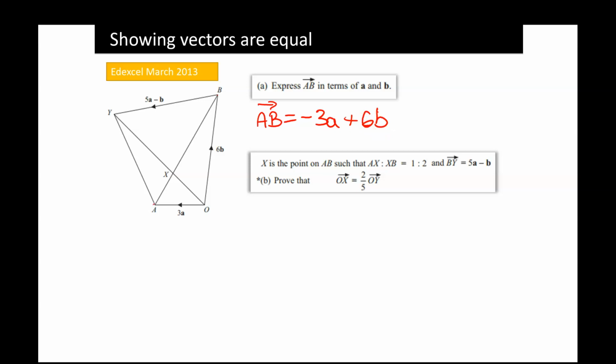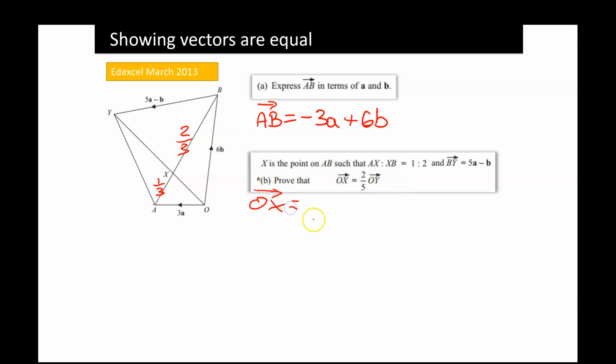Now, what we have to do, X is the point on AB. AX and XB is 1 to 2, and then we're told BY, oh, that's on the diagram anyway. So 1 to 2, so basically a third and 2/3. Prove that OX is equal to 2/5 of OY. Well, let's do OX to start with.